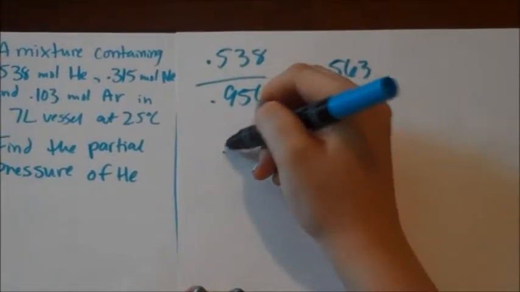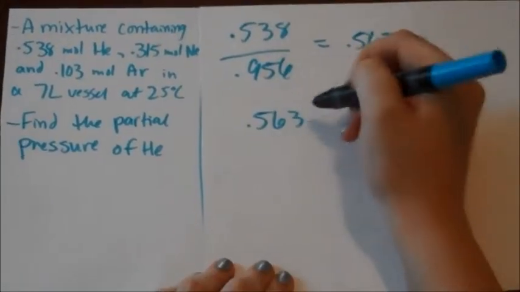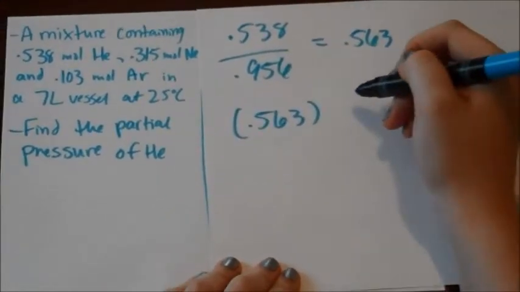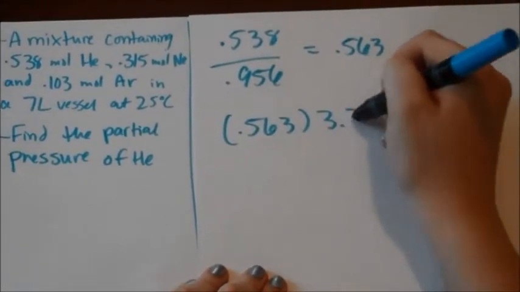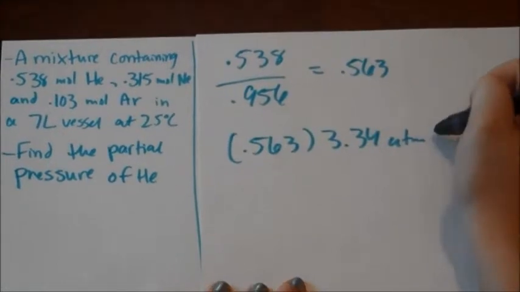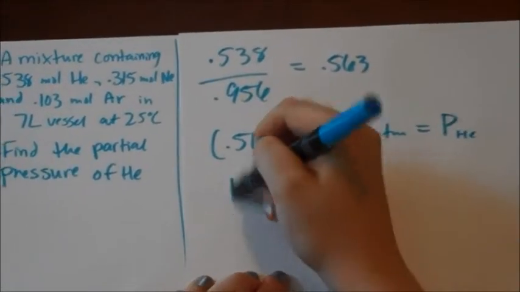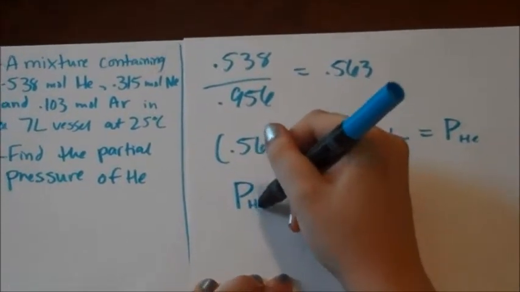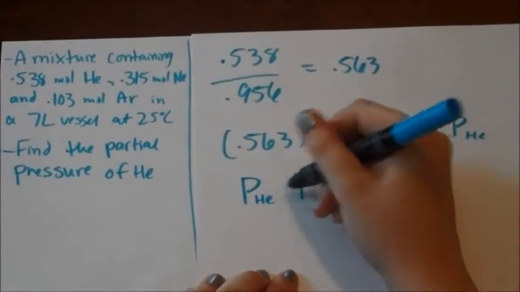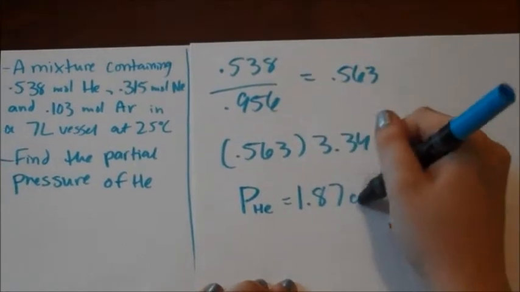Next, you would take the mole fraction multiplied by the total pressure, which is 3.34 atm, and that will equal the partial pressure of helium. And if you solve it out, the partial pressure of helium is 1.87 atm.